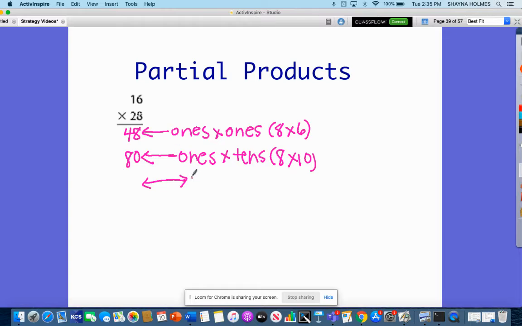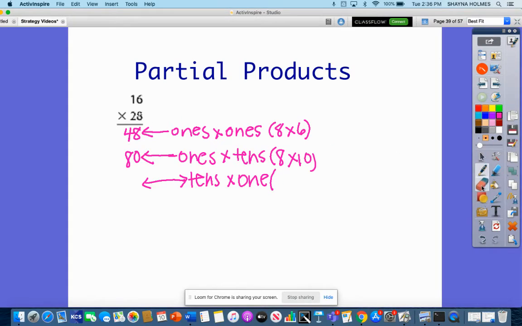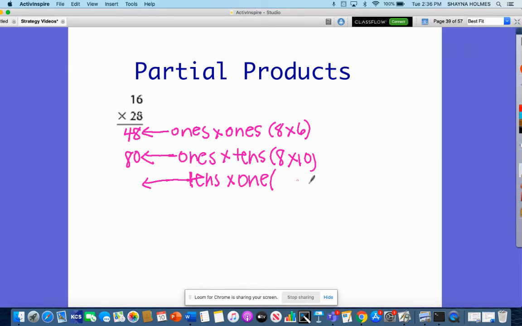Okay, next I'm going to multiply a tens times a 1. Let me erase this so we don't get confused. Tens times my 1. So I've already used my 8. So now I've got to go to the 20 that's here. So I'm going to have 20 times my 1, so that's 20 times 6. And that's 120.